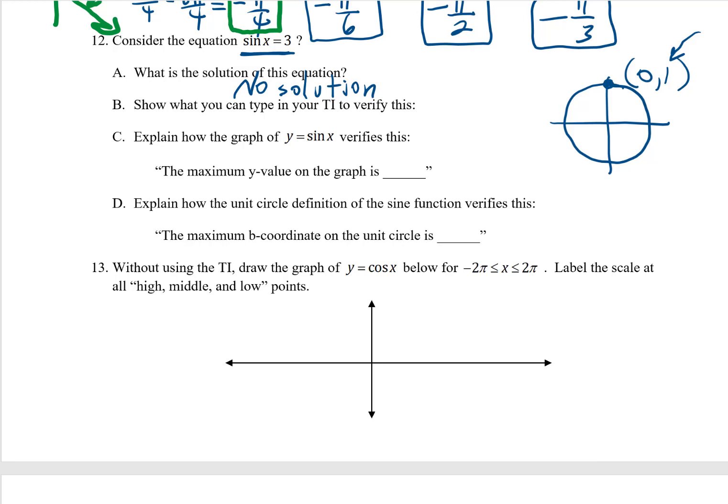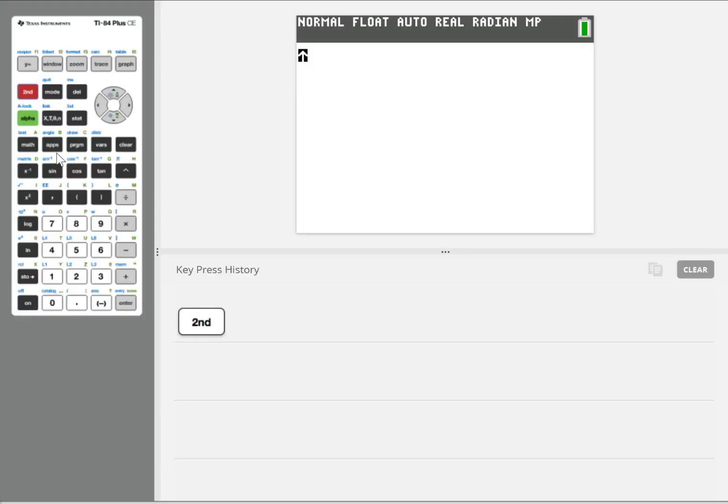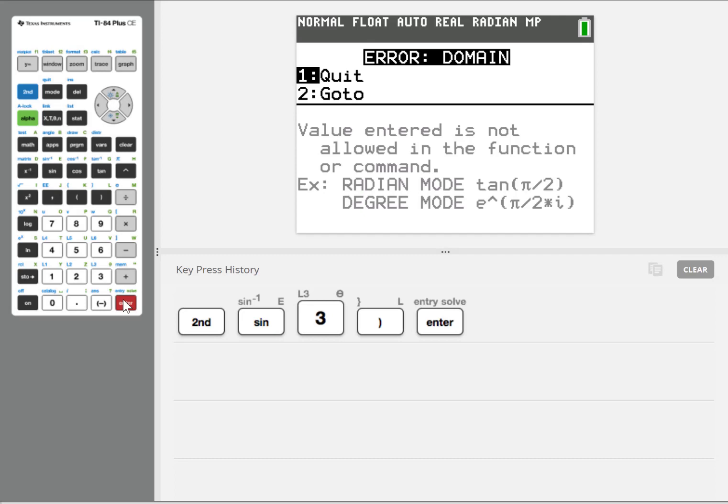If I wanted to try to verify this on the calculator, I would have to go to the inverse sine function. The inverse sine function takes ratios in and sends angles out. Let's see what happens. So in the calculator, I would type sine inverse of 3. And notice what happens. I get an error. The calculator is saying you can't do that. There's no way to work that out. So that verifies what we were thinking.